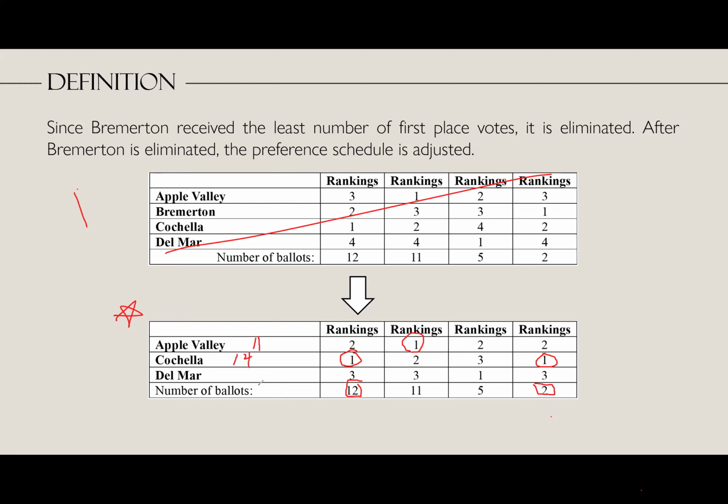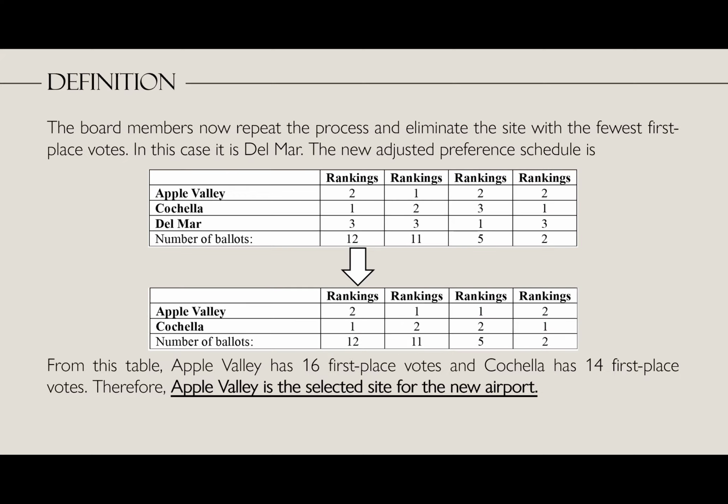Let's see if I can draw with my mouse. And then Del Mar, how many first place votes do we have? Well, we have 5. So Del Mar sticks with 5 votes. A weird looking 5. So which one of these has the least number of votes? Well, I think we can pretty clearly see Del Mar has the least number. So that means Del Mar is now off the table. I eliminate Del Mar and then readjust my table as needed.